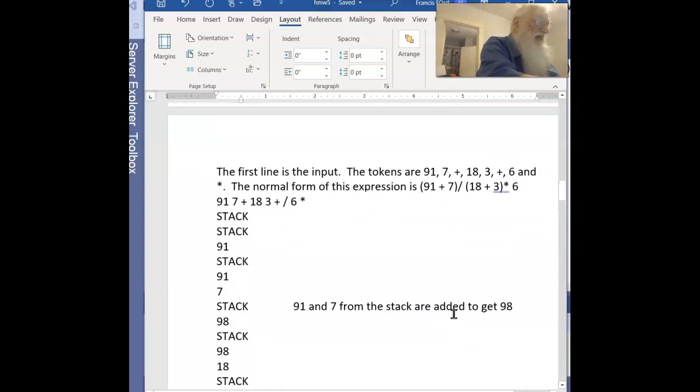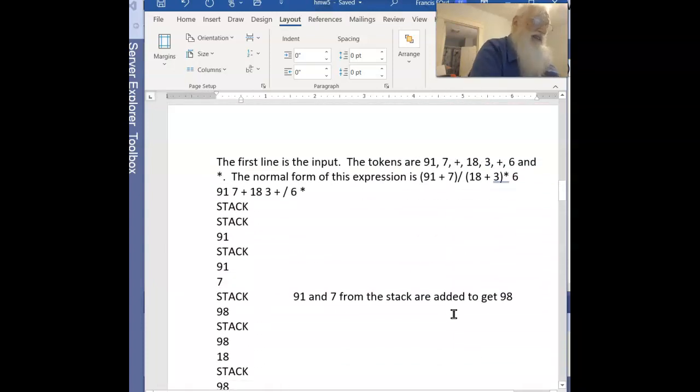But now let's look at what's happened. 91 and 7 were numbers. They went into the stack. The next token was plus. Plus says, take the 7 out, take the 91 out, add them together, and put the result back in the stack. Now you also have to pop the stack, so you get rid of those two things. I do a few pops.